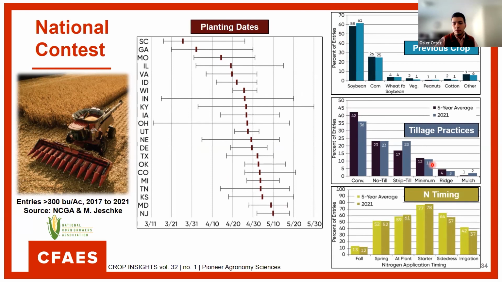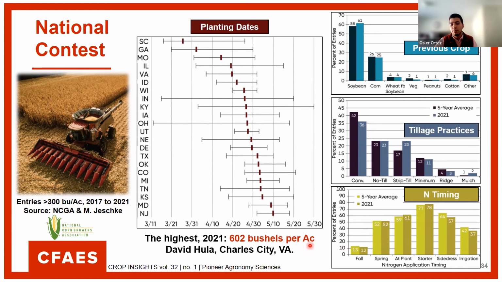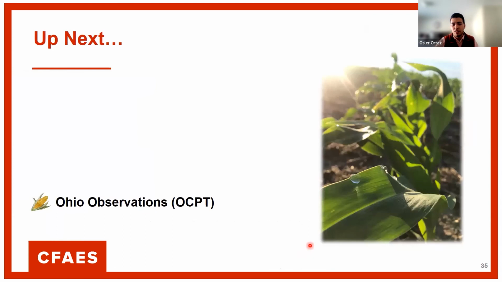Nitrogen timing. For the sake of time, I am not touching on micronutrients, but micronutrients can be important as well for maximizing yield. Nitrogen timing, when are we putting the nitrogen out? And we see that there is a nice spread on what is being done at the national level. Nitrogen in the spring, at planting, as a starter, as side dress. So there are several strategies that can work. And just as a matter of note here, 602 bushels per acre is the highest record of corn, and this was achieved by David Hula from Virginia.